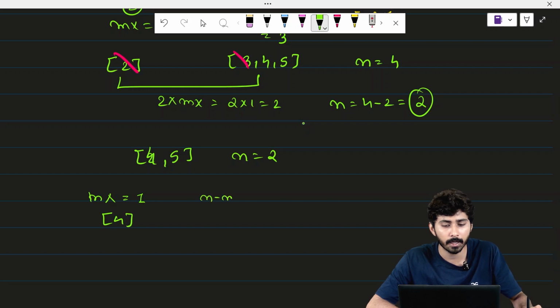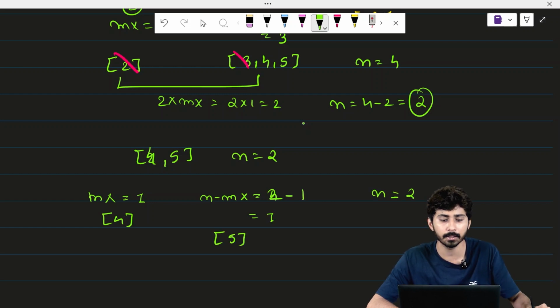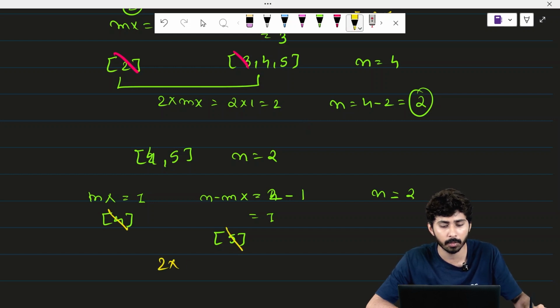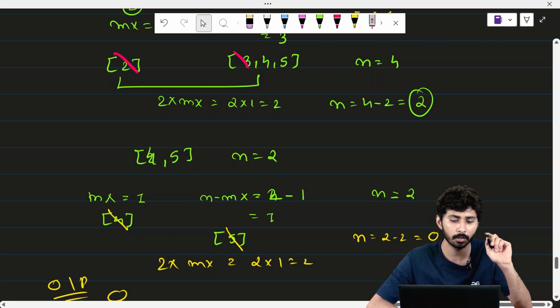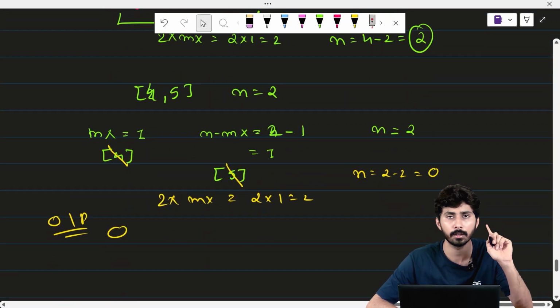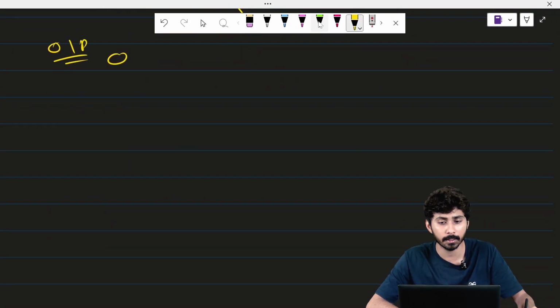The remaining elements, n minus mx, that would be 2 minus 1, that is 1, and the element is 5. What is the size? Size is 2. How many elements will be removed this time? I'll select one element from here and one element from here. 2 into mx elements will be removed, 2 into 1, that is 2. So now size will be 2 minus 2, that will be 0. So at the end, in even size the output will be 0 when you don't have any dominating number. One more example for an odd size array.